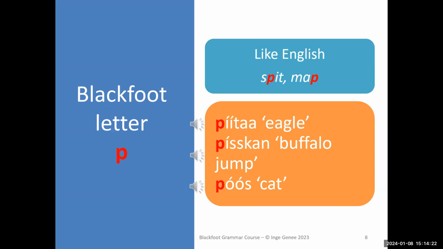Next, we're going to look at the letters P, T, and K. They are pretty similar between English and Blackfoot, but there is a small pronunciation difference that sometimes causes confusion. We'll introduce the letters first and then talk about the details. The first letter in this group is P.